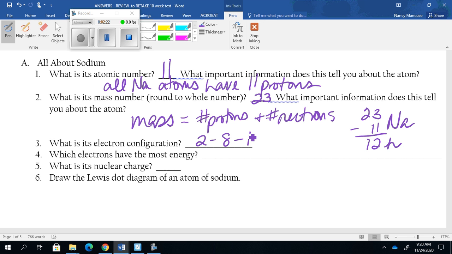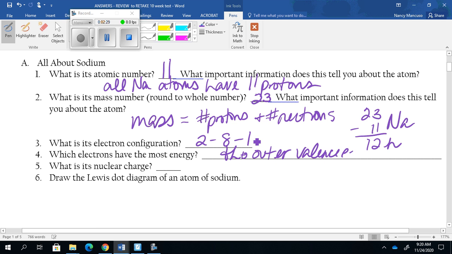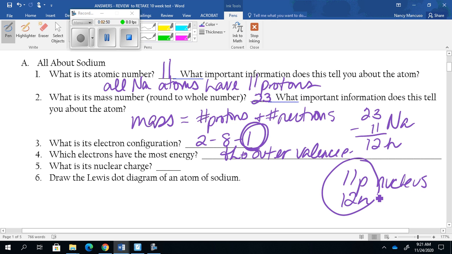Which electrons have the most energy? The outer valence electron. So this one right here, that one has the most energy because it's furthest from the nucleus. What is the nuclear charge? So inside the nucleus, there are 11 protons and 12 neutrons. That's what's inside my nucleus. So neutrons don't have a charge. So the charge would be plus 11 because protons are positive and it has 11 protons in the nucleus.